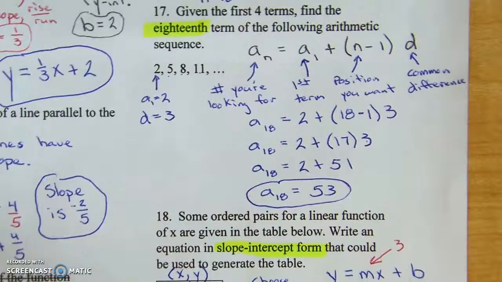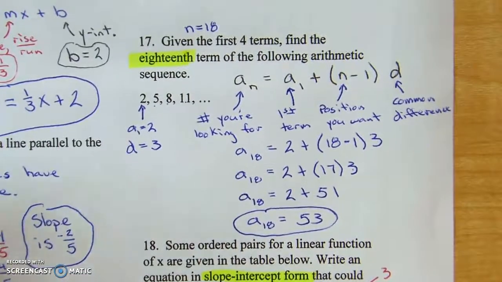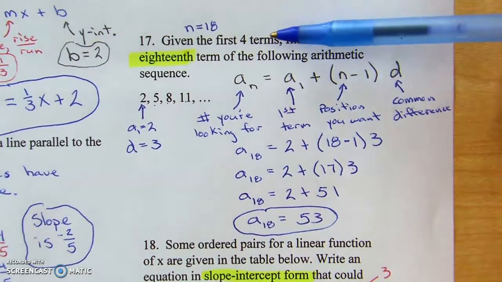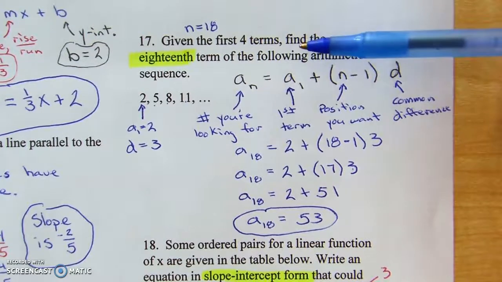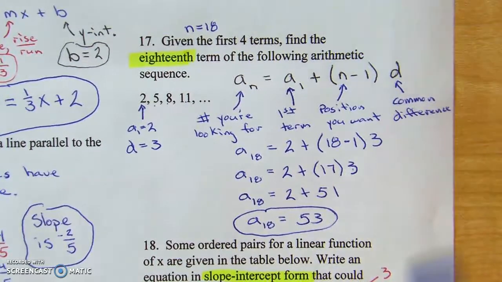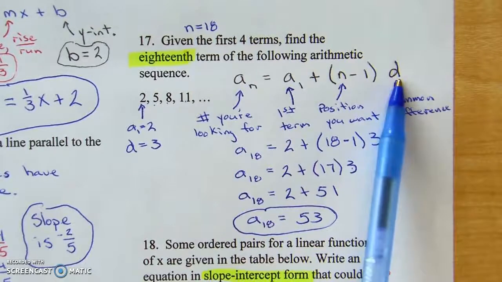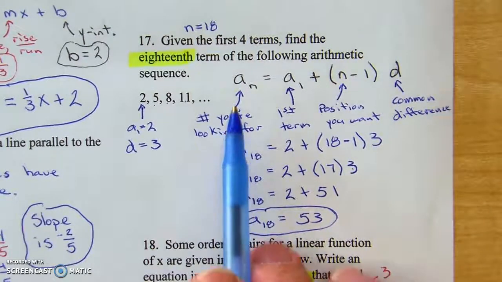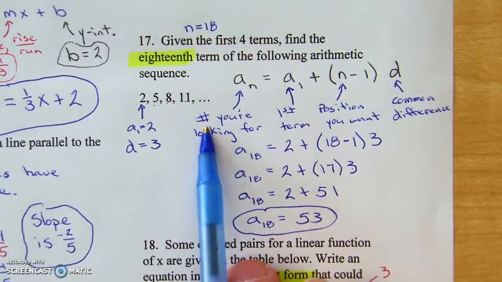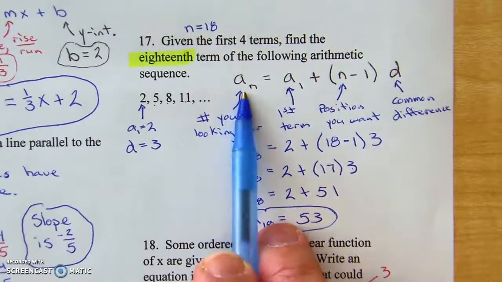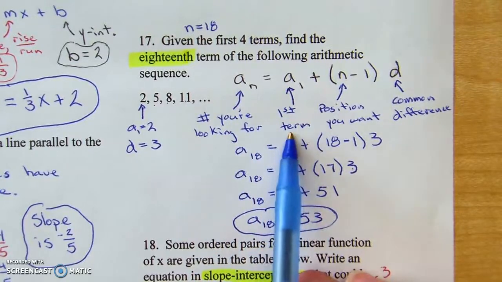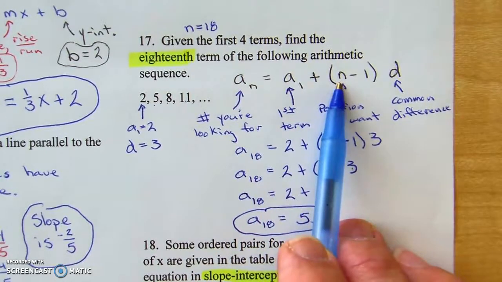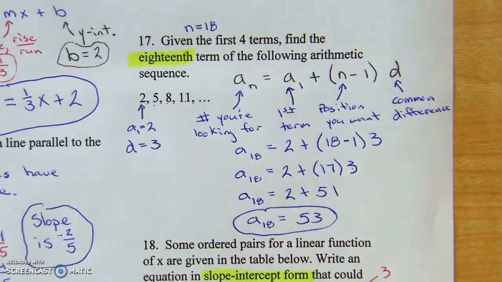All right, 16 was one that we could skip, so the next one to do is 17, and it's another arithmetic sequence problem. So it says they're going to give us the first 4 terms of a sequence, and we have to find the 18th term. So I went ahead and gave you the formula for it. You can see it on your screen. And then I wrote down what all these things are. So a with a little n, that is the number that you're looking for. That's going to be your answer. A with a little 1, that is your first term. The n itself is the position that you're looking for.